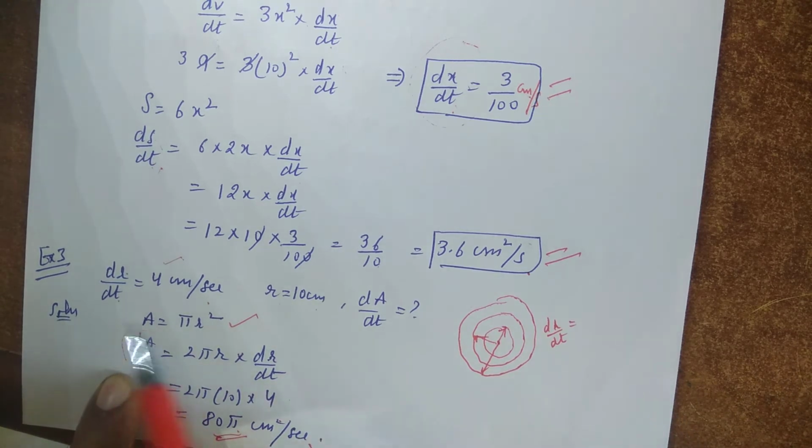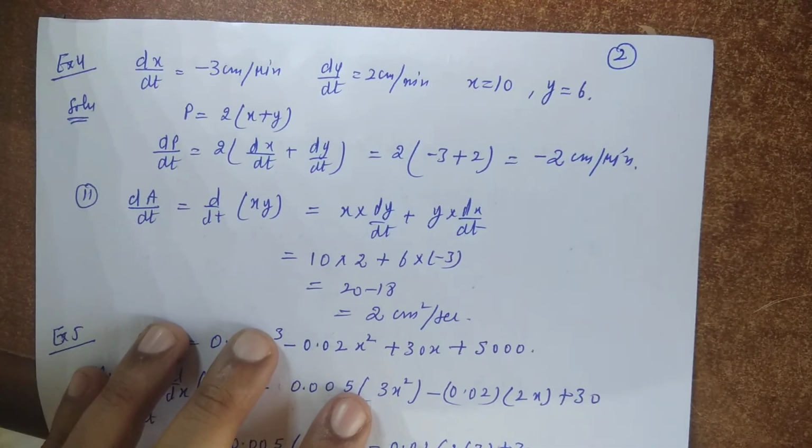The rate of change of radius is given. We have to find out the rate of change of area with respect to time. The formula of area is pi r square. After applying the derivative and putting the value of dr by dt, we got the answer. Next example.